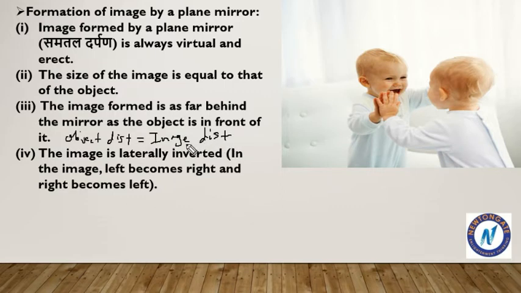Object distance is equal to image distance from the plane mirror. The next point is the image is laterally inverted. Now what does this lateral inversion mean? See, inversion can be of two types.